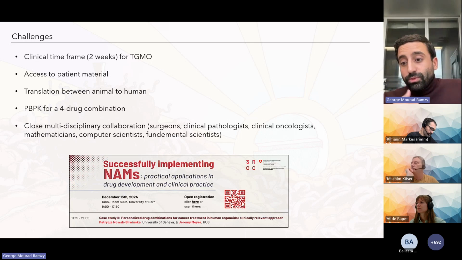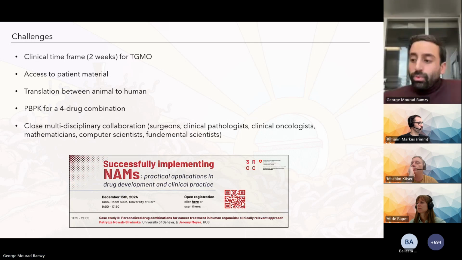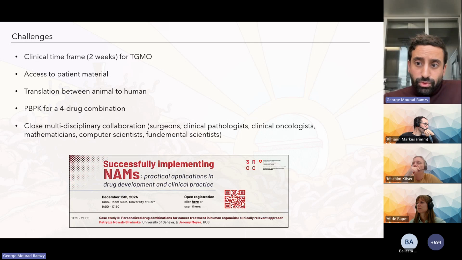Another important point is the access to the patient material. How often, how frequently would you get this patient material to be able to perform such a screen? We are only working on freshly isolated material. The second point is translation from animal to human. Some of our drug combinations we have previously validated in vivo, so we have in vivo pharmacokinetics. However, to what extent can we translate this in our model to humans?